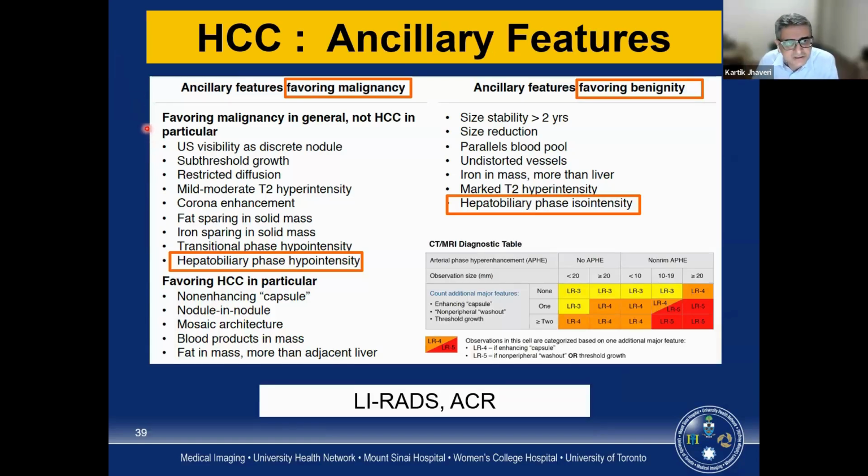As a result, as you know, if you're using LI-RADS, there are certain ancillary features which favor both malignancy as well as benignity, and one of those features is based on a liver-specific contrast agent such as Eovist or Primovist. So if you have hepatobiliary phase hypointensity, it favors malignancy, and you can increase a LI-RADS 3 lesion to LI-RADS 4, but not to LI-RADS 5, and I'll talk about that as to why. And then if you have hepatobiliary phase isointensity, that favors benignity. However, hepatobiliary phase hyperintensity is not included, and again, I will talk about that as we move on.